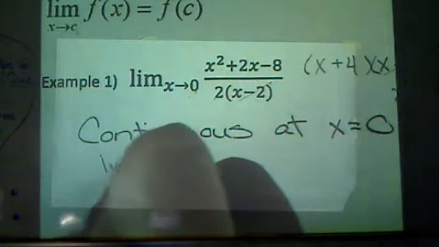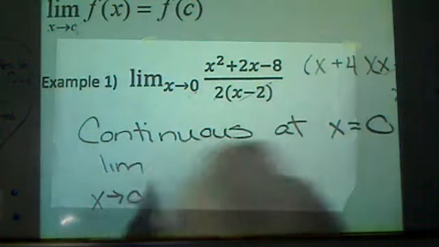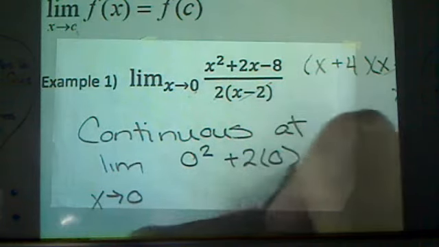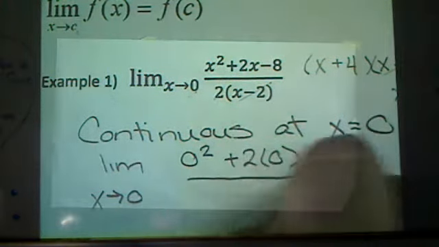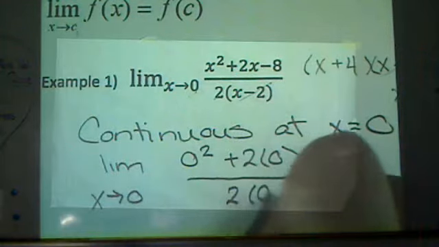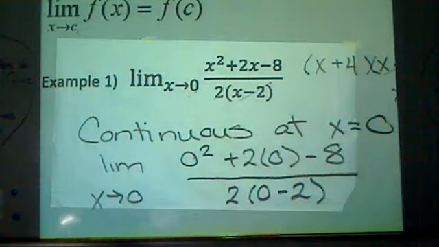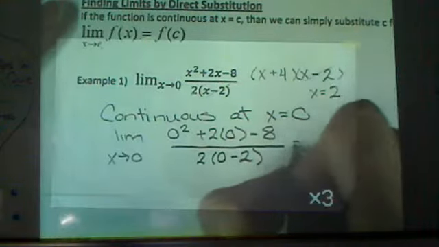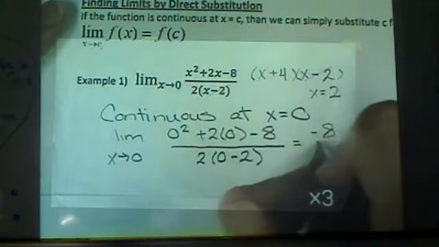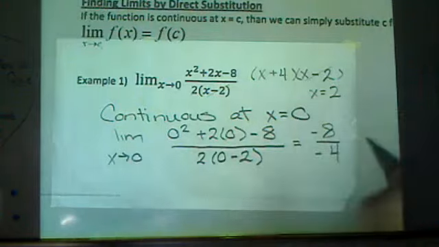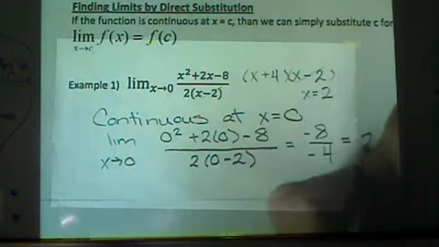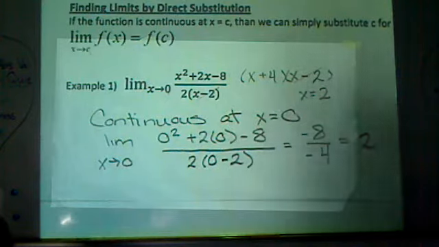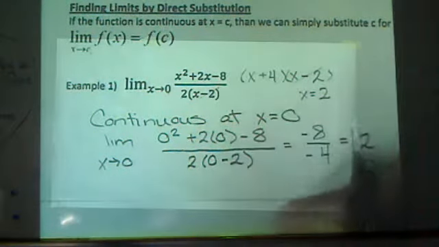So the limit as x approaches 0 becomes 0 squared plus 2 times 0 minus 8 over 2 times 0 minus 2. Simplify this problem to negative 8 over negative 4, which you should know as a positive 2. So the limit as x approaches 0 for this function is 2.